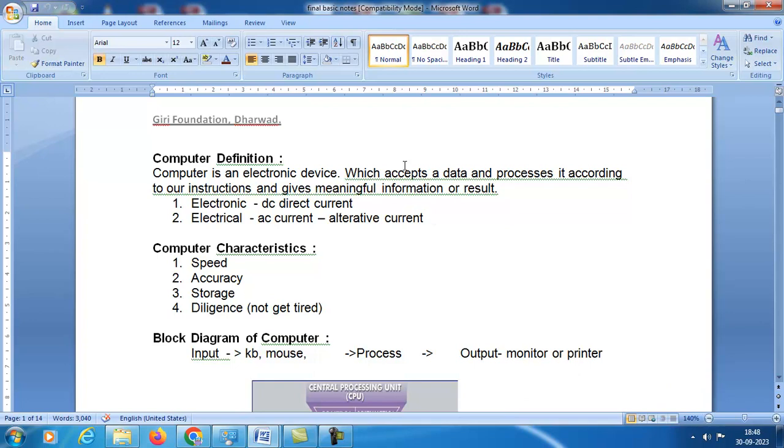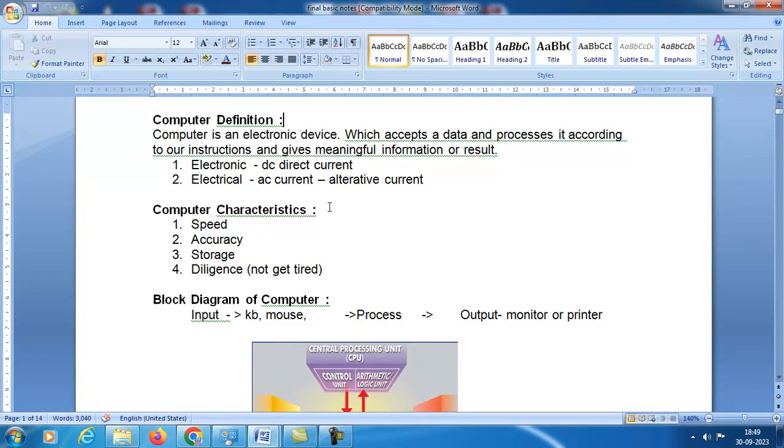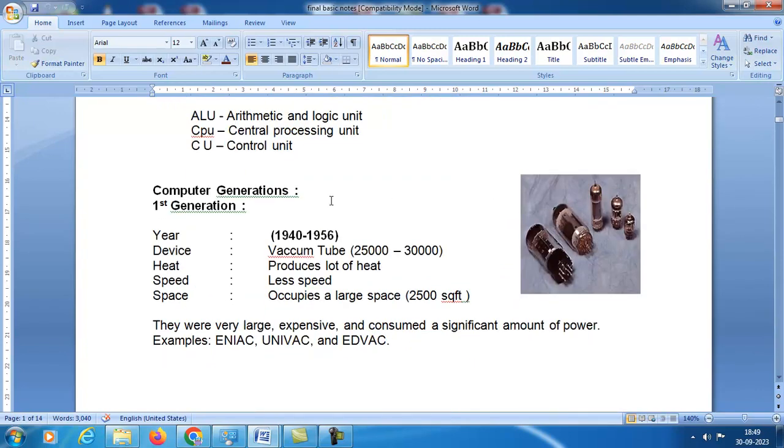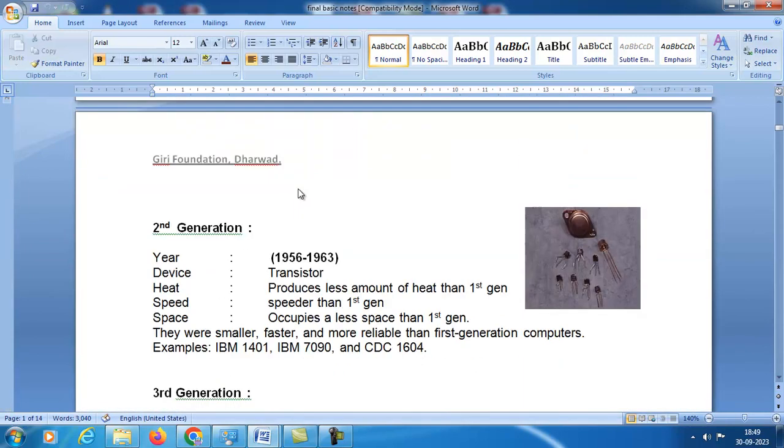Yes, in yesterday's classes we studied the computer definition, what is a computer, computer characteristics, and the block diagram of the computer. Now we are going to study computer generations. There are four generations.